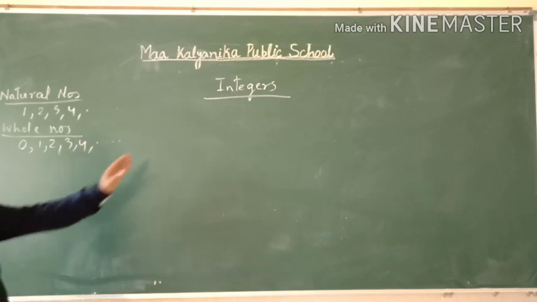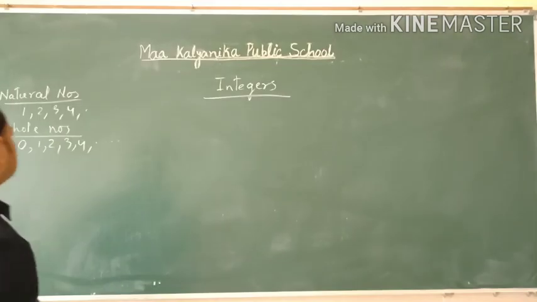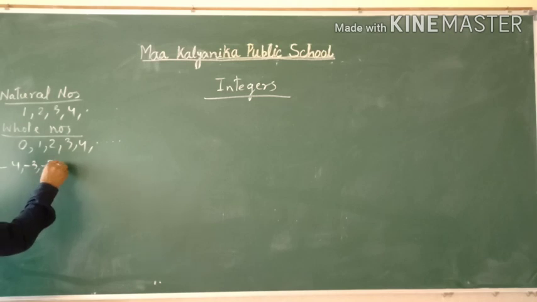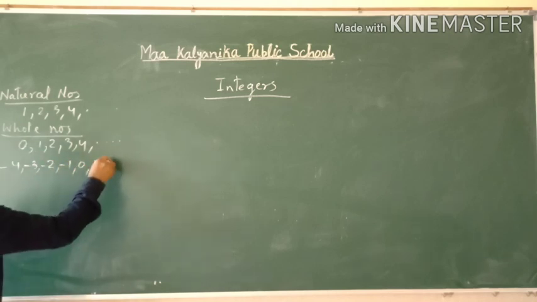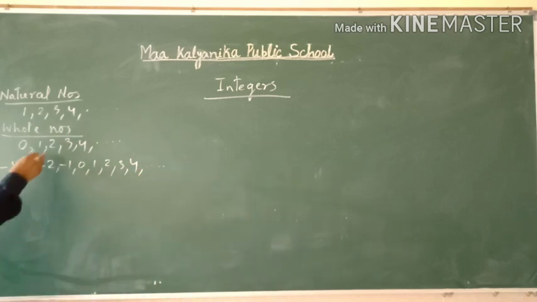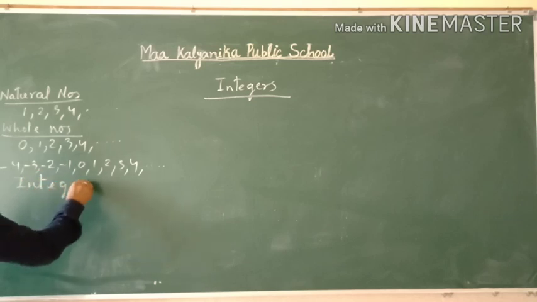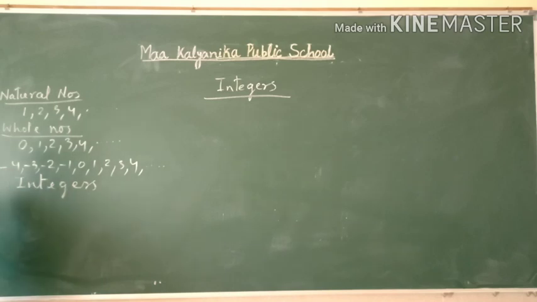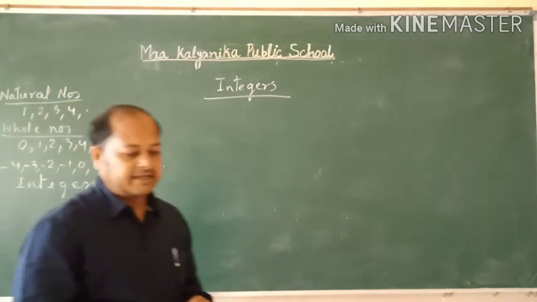And now come to the part of what are integers. Integers are numbers that are both negative and positive including 0. So you can write here -4, -3, -2, -1, 0, 1, 2, 3, 4 like this. These are called the set of integers. So integers may be positive integers or negative integers. In this chapter we will read about integers.